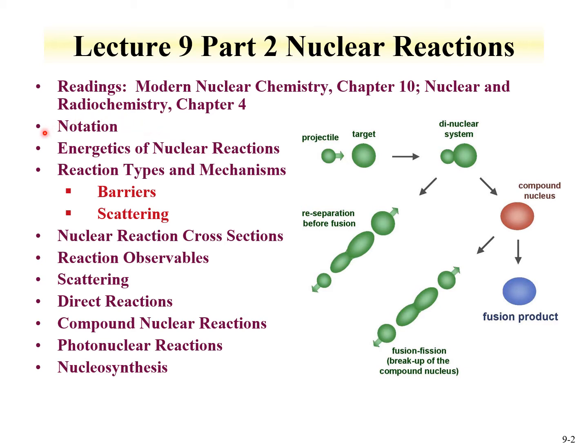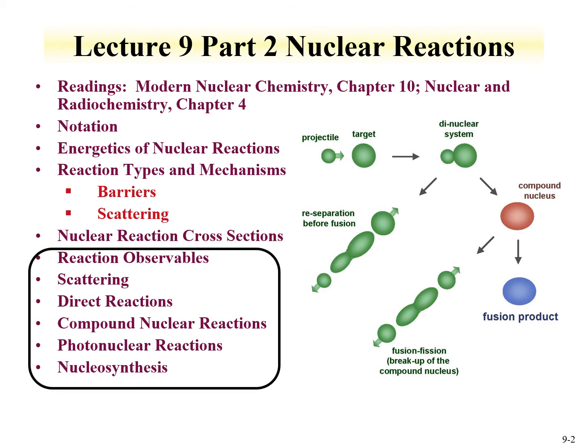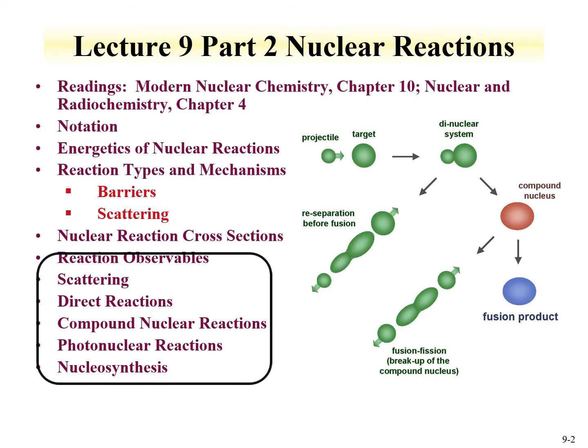Part 1 covered notations, energetics of reactions, reaction types and mechanisms, and ended with nuclear reaction cross-sections. Part 2 is going to cover some reaction observables, and discuss different types of reactions, including scattering, direct reactions, compound nuclear reactions, where the projectile and target fuse together, reactions with photons, photonuclear reactions, and then we'll complete the lecture on nuclear reactions with the discussion of nucleosynthesis.